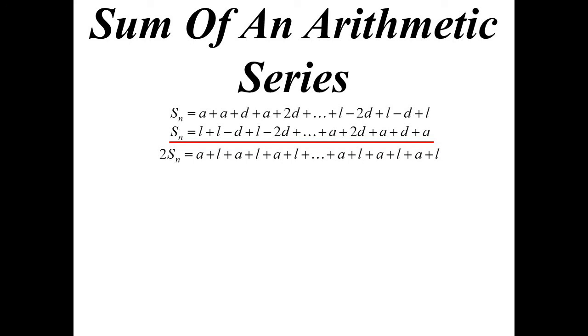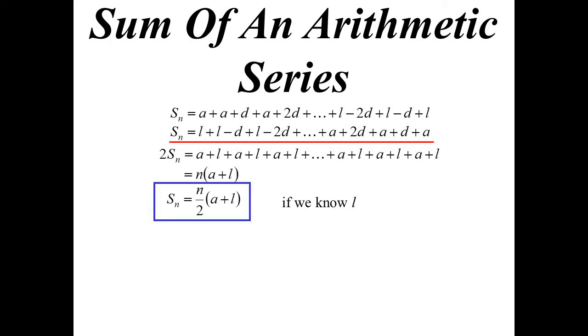But the question is, how many of these a plus L's do I have? Well, there's one of those a plus L's for every term in the series. And we said we were summing up n terms. So we must have ended up with n lots of a plus L. Divide both sides by 2, and I now have a formula. It does require me to know the last term, though.